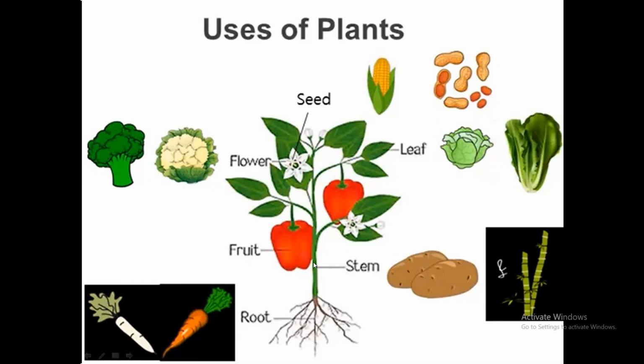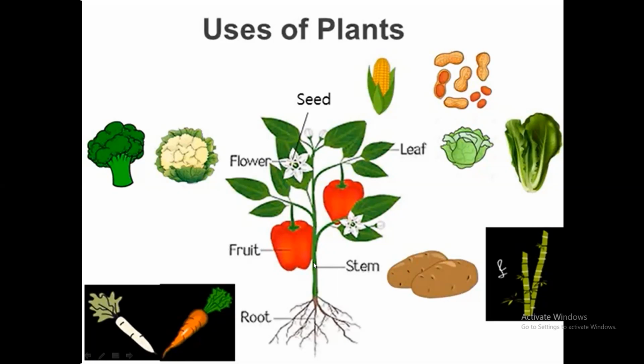Okay, so children, in the previous video we also learned how many types of plants there are, and how we classify them. Today we are going to learn the next chapter, chapter number 5, that is uses of plants. So everyone open your page number 195 in your Fusion Sem 2 textbook.